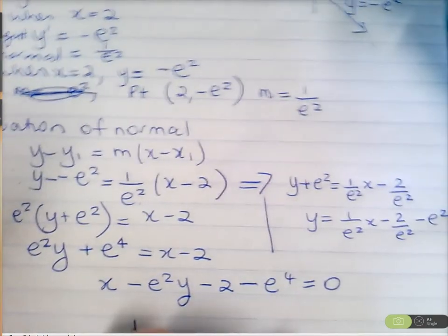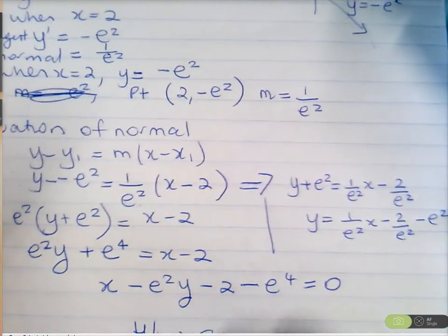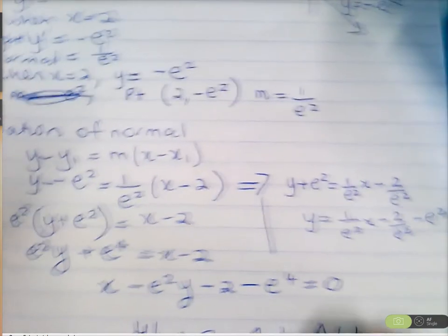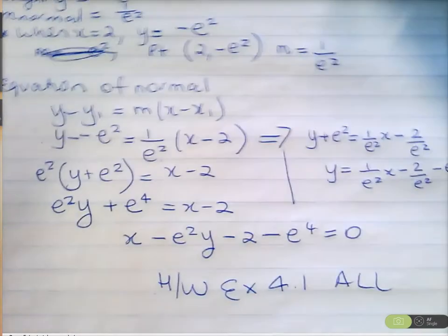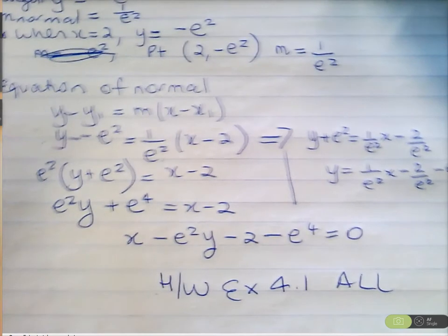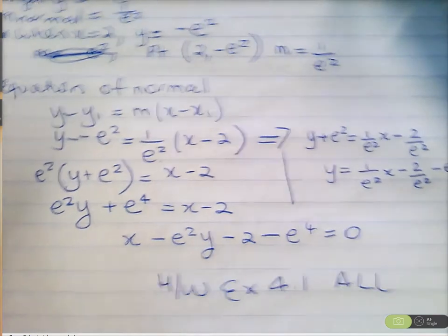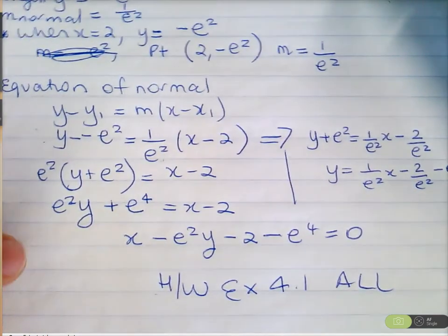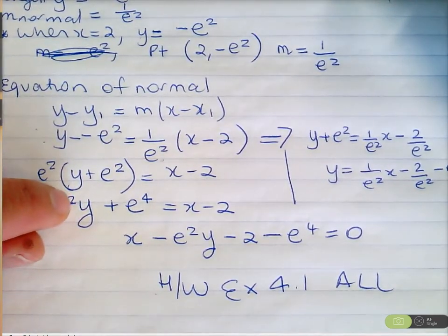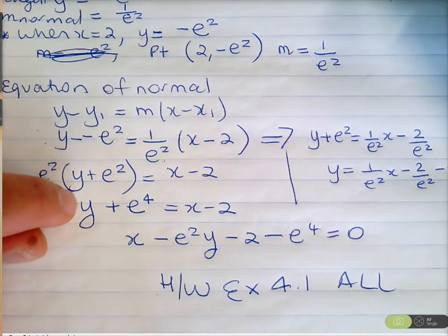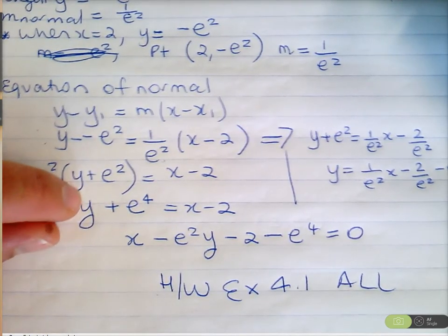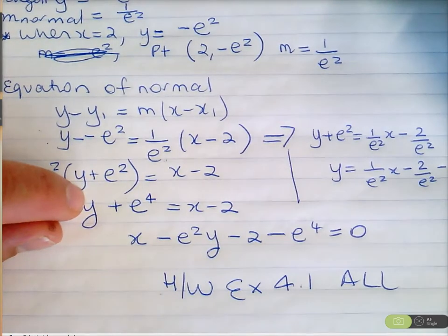Homework. All of exercise 4.1, all of it. I've done every example except for the stationary points. Do you remember how to do stationary points? First derivative. Yes, do the stationary points. So I'm asking for every question, including the stationary points. There's no inflections. First derivative, put it equal to 0, solve it. Second derivative, and test those x values.